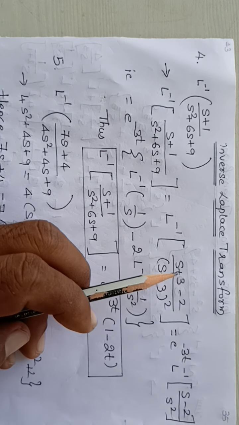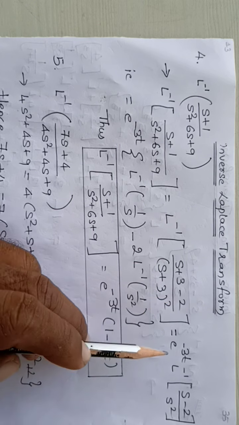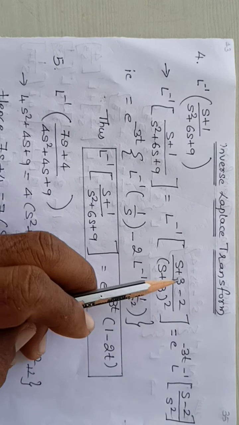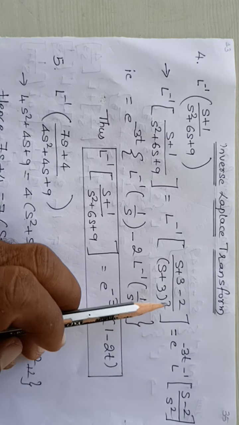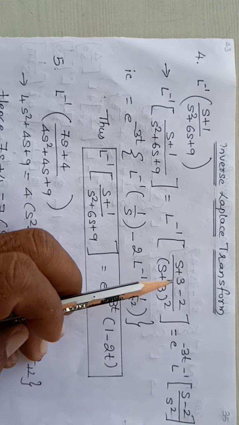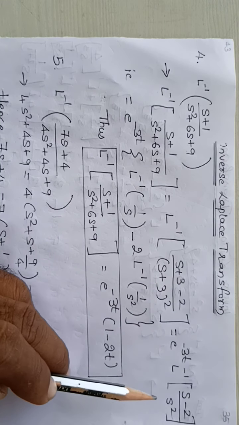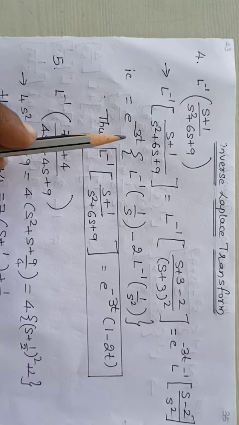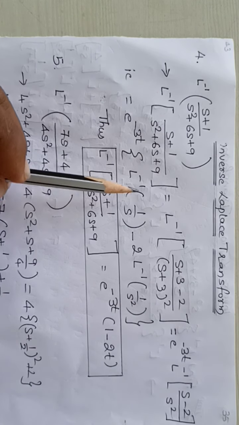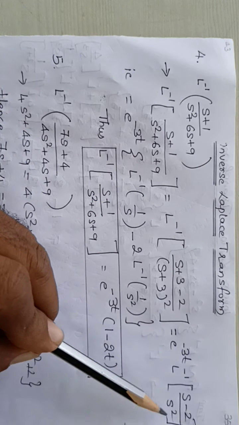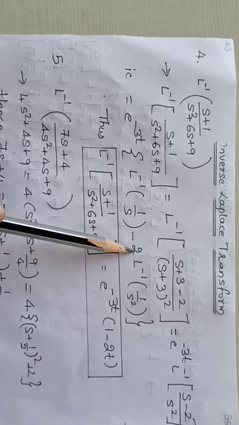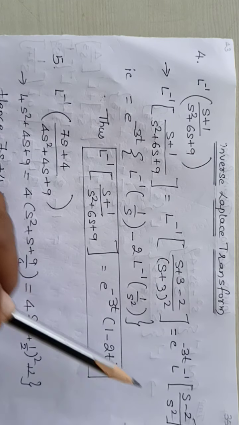Whenever s plus 3 changes to s, we are applying this application. What is that? e raised to minus at. A is minus 3, so e raised to minus 3t, Laplace inverse of the remaining term. So s plus 3 becomes s here, s minus 2 divided by s plus 3 the whole square, s plus 3 becomes s square. So that is e raised to minus 3t, Laplace inverse of s upon s square, it is 1 by s, minus 2, constant I have taken outside, Laplace inverse of 1 upon s square.